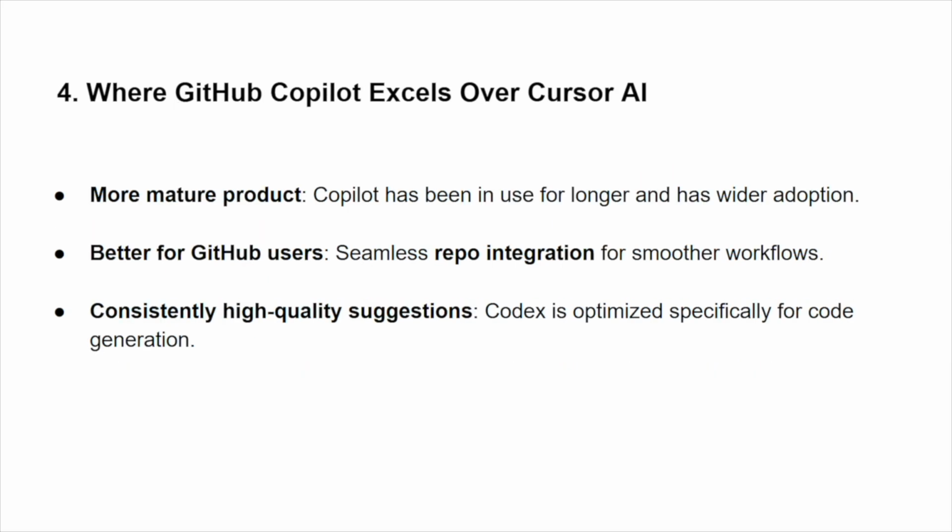Where GitHub Copilot excels over Cursor AI. On the other hand, GitHub Copilot has been around longer and is more widely used. It is optimized for GitHub users, so if you work heavily with repositories, it integrates seamlessly. Copilot also tends to provide more consistent AI-generated suggestions since it is trained specifically for code generation tasks.